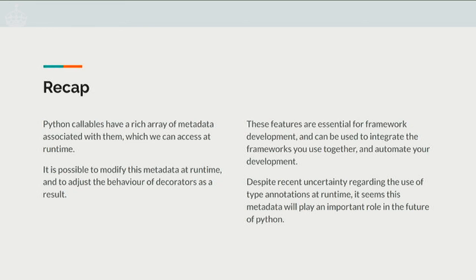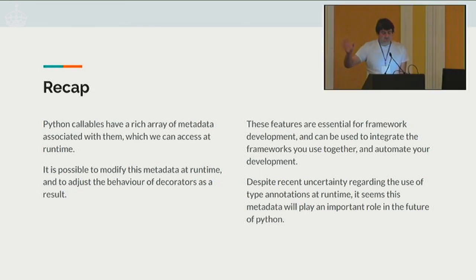So, recap: Python callables have lots of rich metadata available on them. It's possible to modify this metadata at runtime. These are really, really important for developing frameworks, and despite some of the recent uncertainty with PEP 563, type annotations at runtime are here to stay.